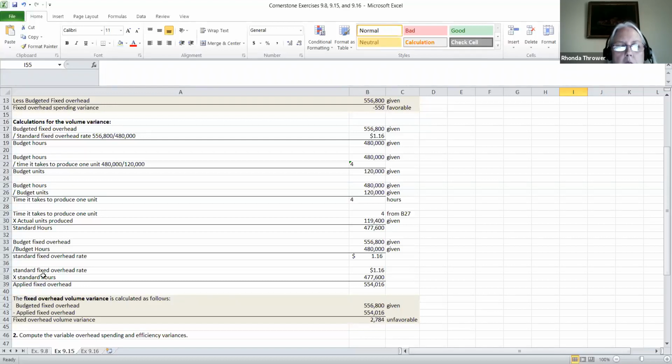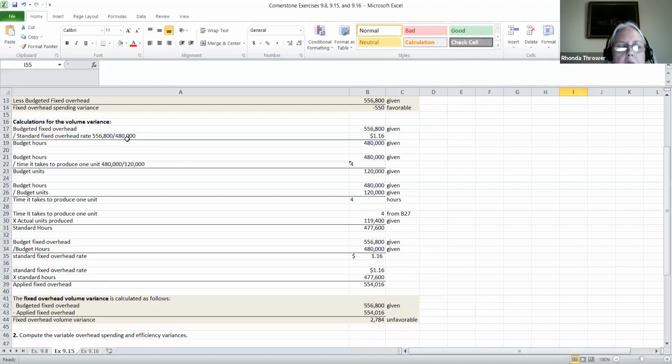You're going to need to know your standard fixed overhead rate, which this problem did not give you. You're going to need to know your standard hours, which were also not given, before you can find your fixed overhead. So what we need to work on is how to determine our standard fixed overhead rate.